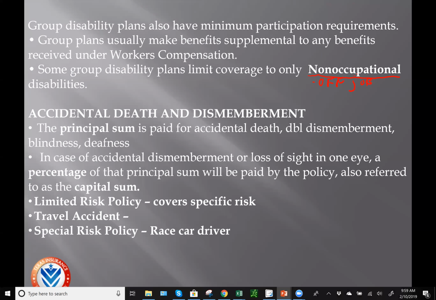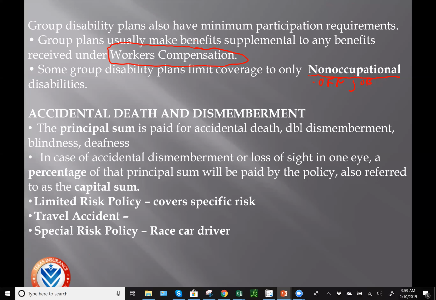It will not cover them if they get hurt on the job, because if they get hurt on the job, they always have workers' compensation to cover them. So group disability is off the job only. Very important for your test that you know that.